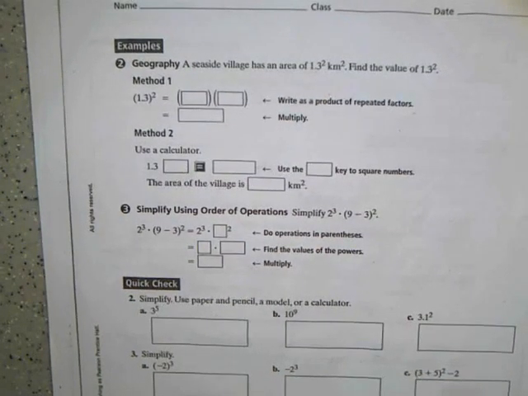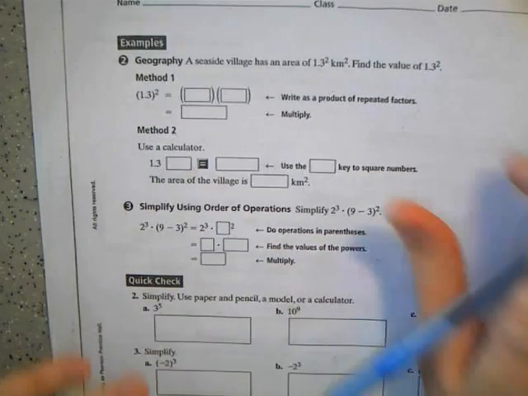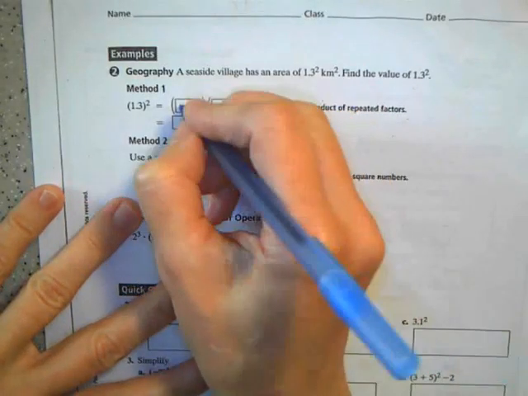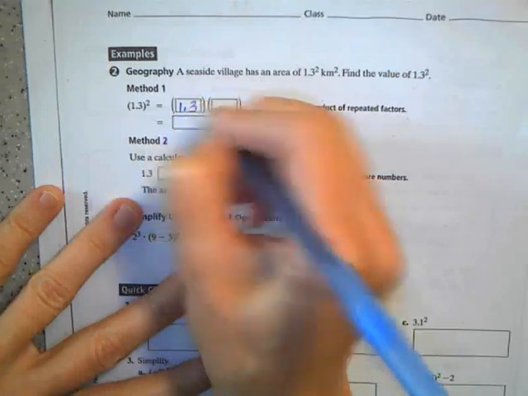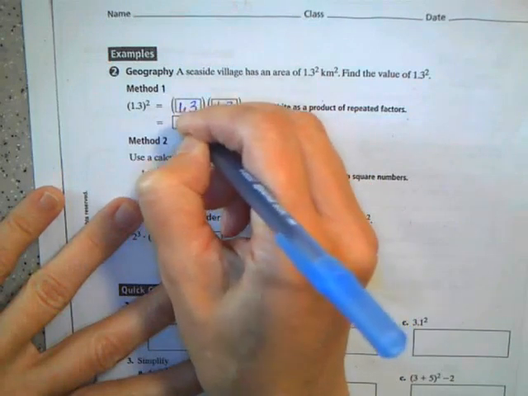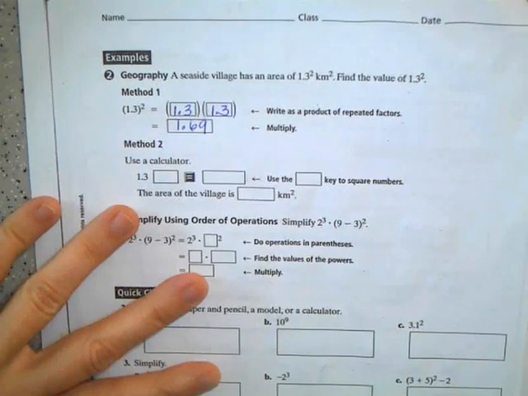And this one is a geography-based problem. A seaside village has an area of 1.3 squared kilometers. Find the value of 1.3 squared. Okay, our first method would be to write it as the product of repeated factors, and those repeated factors are 1.3. And multiply them out, you get 1.69.